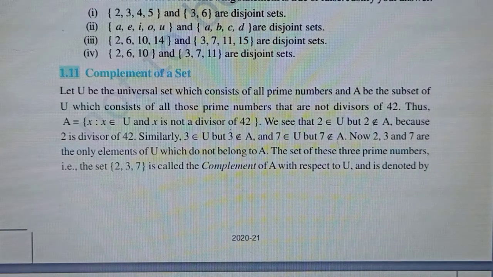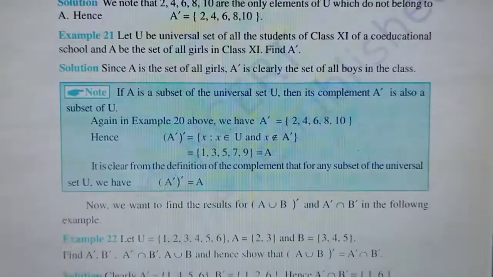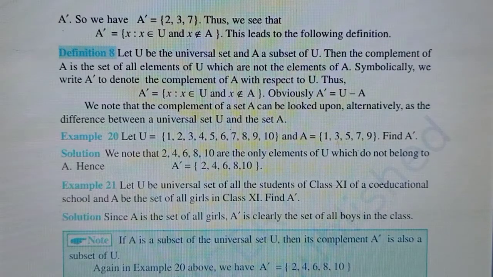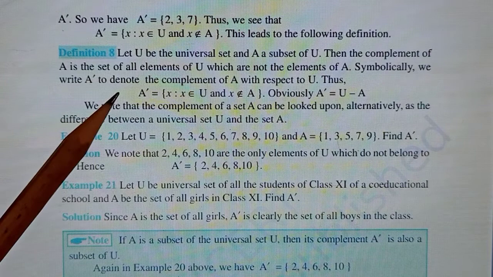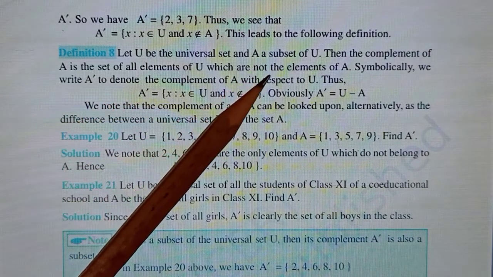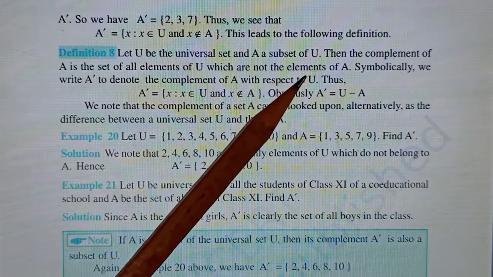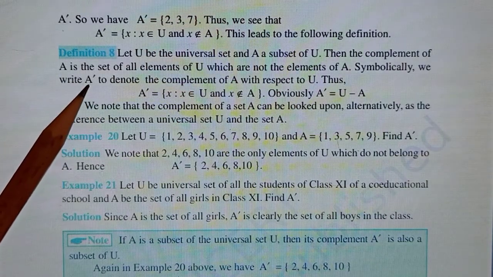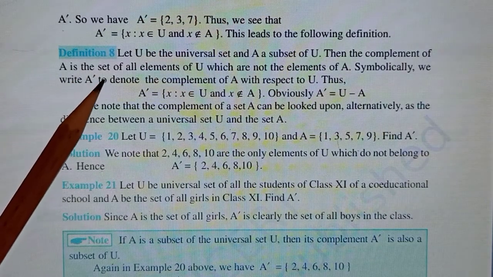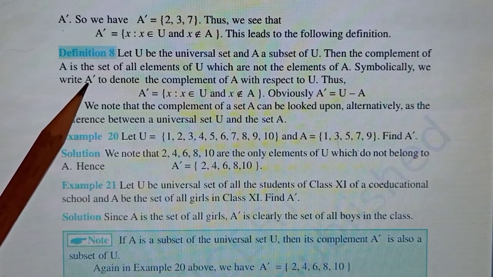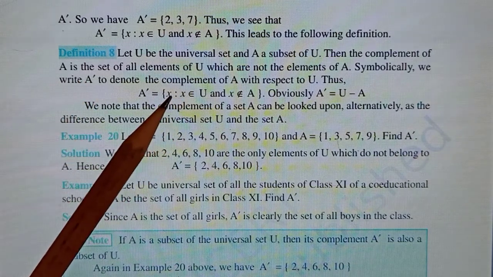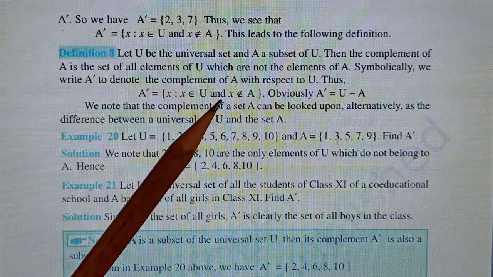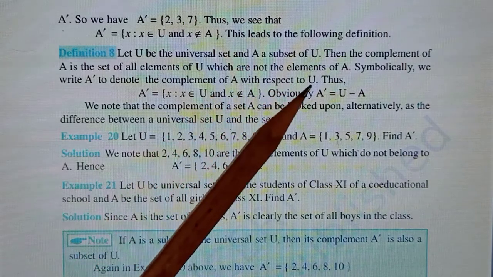Apart from that, like see here, in the definition they've made it clear. Let there be a universal set and some set A which is a subset of this U, then the complement of set A is denoted by A complement. That's the symbol for complement. In this complement we will have all the elements which are not in A.